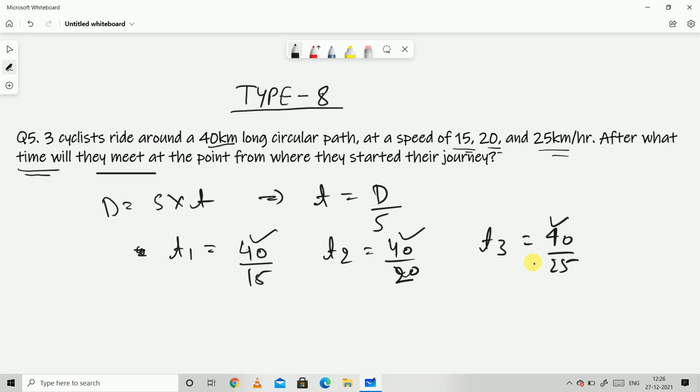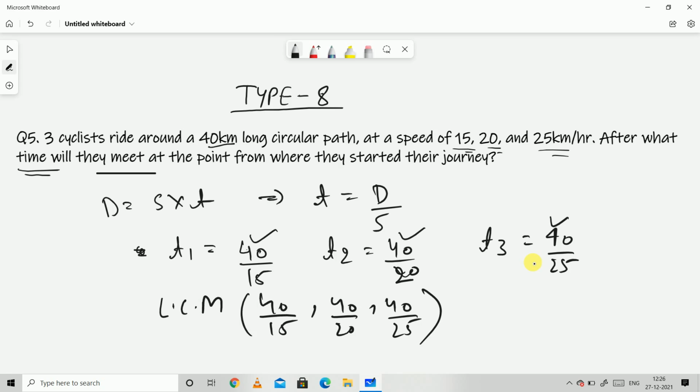Now I found out the time. Now it is saying after what time will they meet again, so we will find the LCM of these 3 time intervals. Speed and distance had been given, but we were asked about time, so first we found the time intervals, and now if you find the LCM of these time intervals, you will get the time when they meet again at the starting point. So we need to find the LCM of 40 by 15, 40 by 20 and 40 by 25.